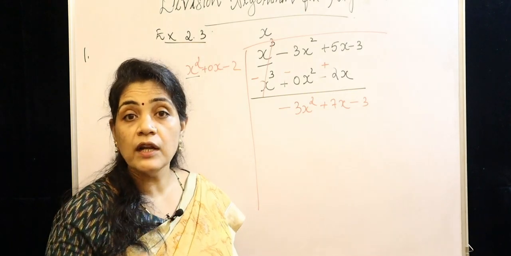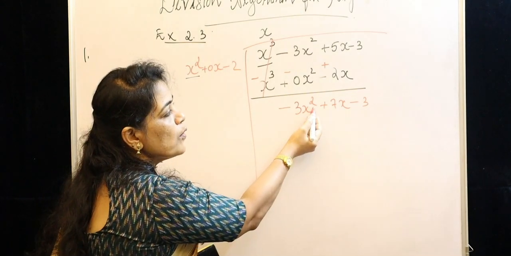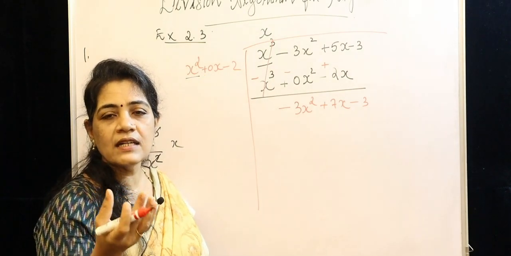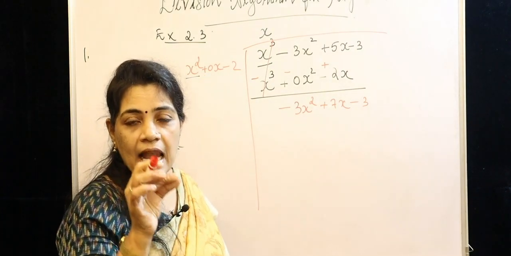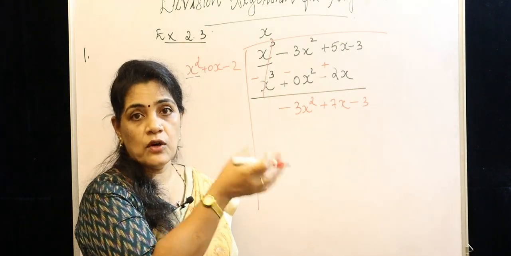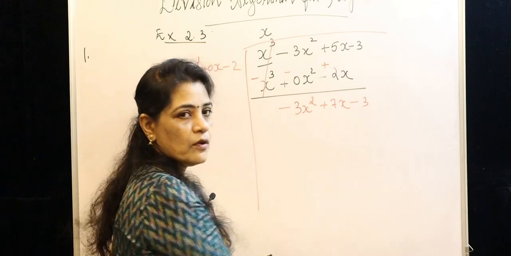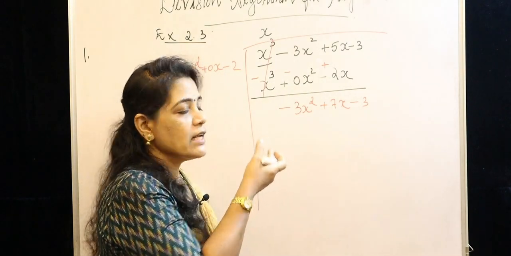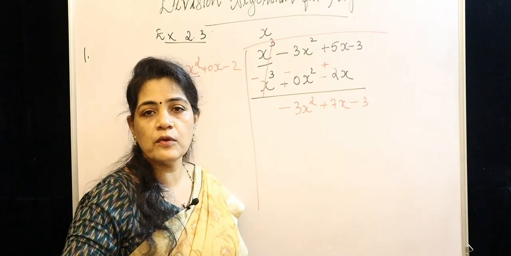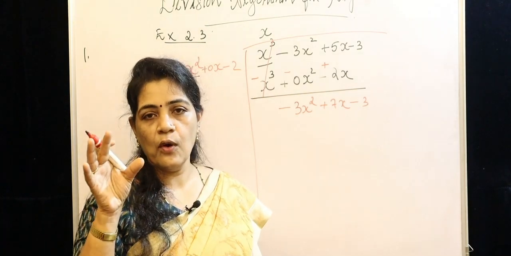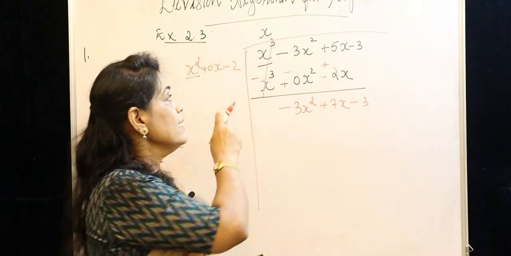We have to continue, because here the degree of this polynomial is 2 and the degree of g of x is 2. What is the condition? The degree of the remainder r of x must always be less than the degree of g of x. After dividing we got this, but that means this is not the actual remainder. We should continue the process till we get either the remainder polynomial as 0 or its degree less than this.